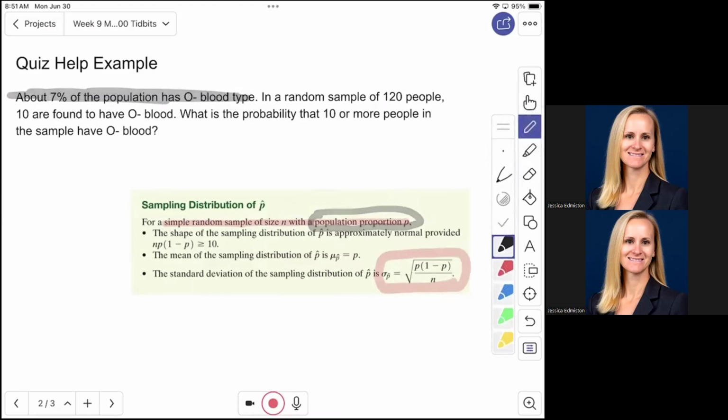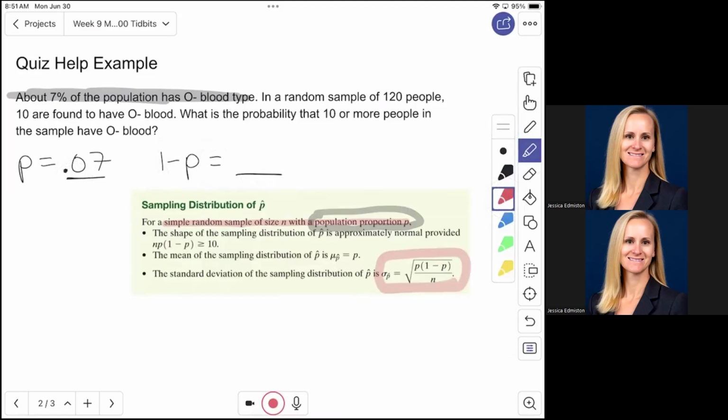All right, so that's going to be P. So P is equal to 0.07 because, of course, we have to get rid of the percent. And I'm going to go ahead and find 1 minus P, because in my formula, I'm going to multiply P times 1 minus P, right? And so if P is 0.07, 1 minus 0.07 is 0.93.